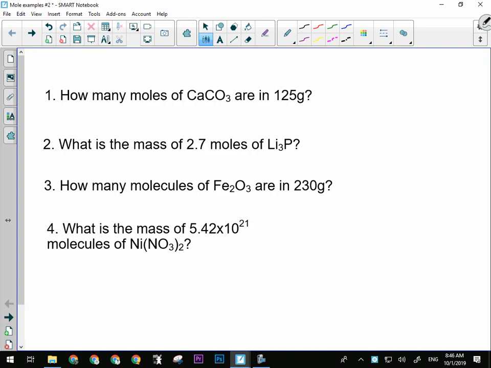So there are 4 ways that I can ask a mole equation problem. Remember that the mole equation is this: n, which is the number of moles, equals little m, which is mass in grams, divided by big M, which is molar mass, the mass of 1 mole of that material in grams. Is that ringing a bell from last week?